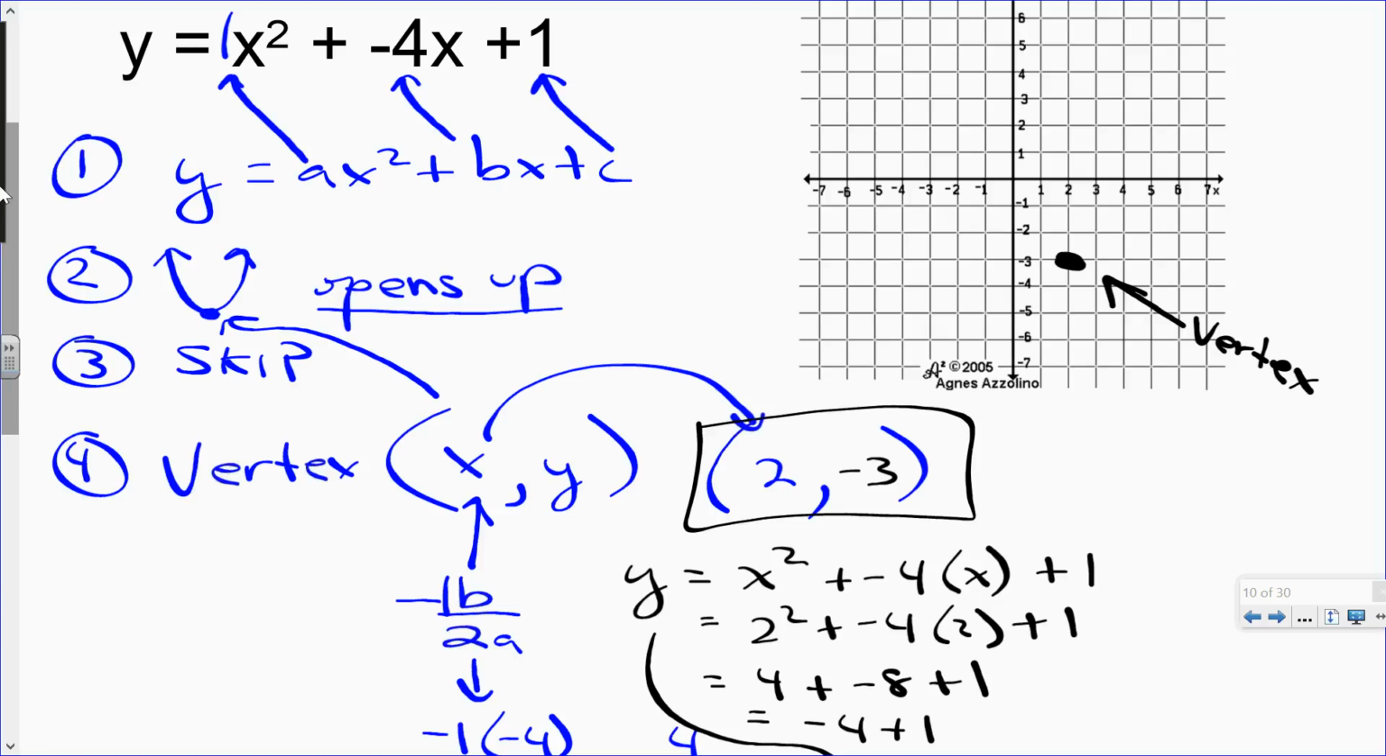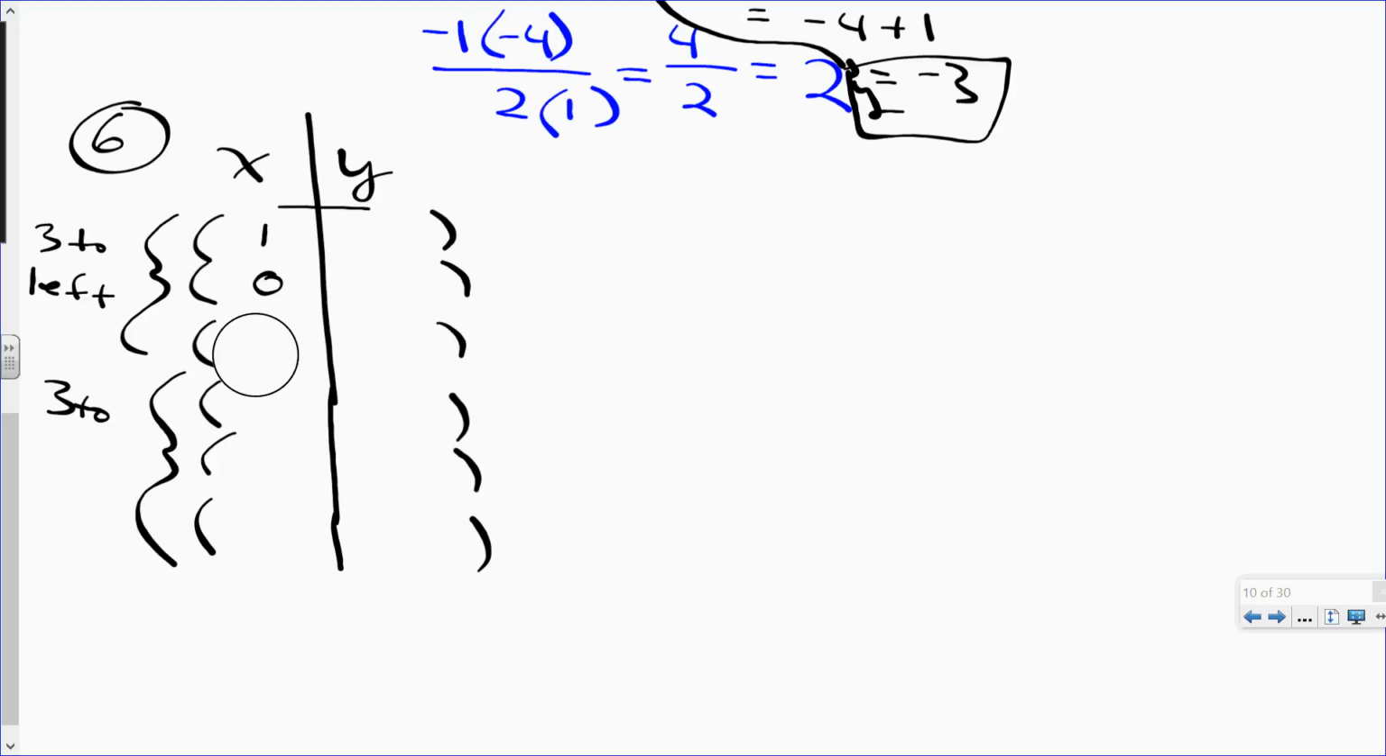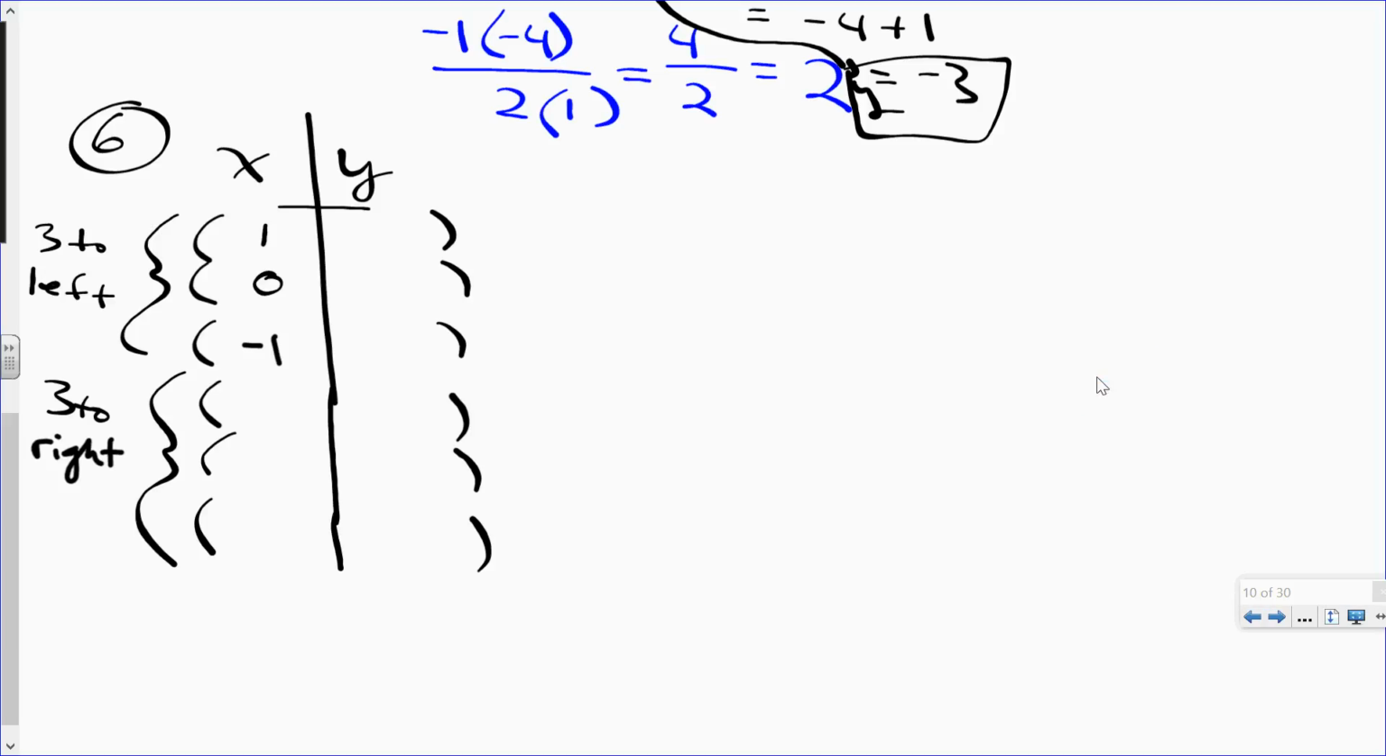So here's your vertex. Here's your x-axis. What x value should I pick? Well, 1, 0, negative 1. That's 3 to the left, and then 3 to the right: 3, 4, and 5. So I will pick 1, 0, and negative 1. Look at 3 to the left. I'll put 3 to the left here, and 3 to the right. You're right, it's -1. Good looking out. And this is 3 to the right. So 3 to the left, 3 to the right. The 3 to the right would be 3, 4, 5.